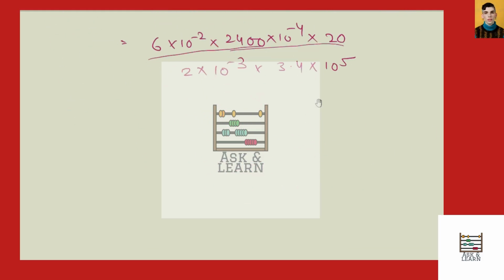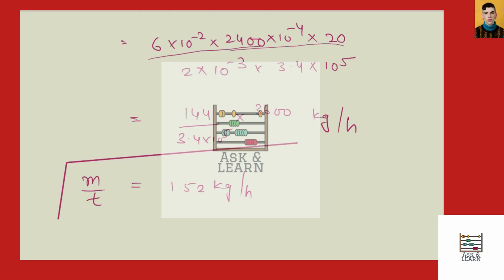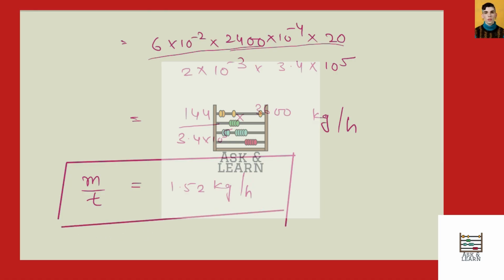Now after solving this, we get 144 upon 3.4 into 10 to the power 5. This will come out in kg per second, so I have to multiply it with 3600 to convert it into kg per hour. So this is our answer in kg per hour, and this will come out to be 1.52 kg per hour. So this is the rate of melting of ice, and this is our answer for this given question. Thank you.